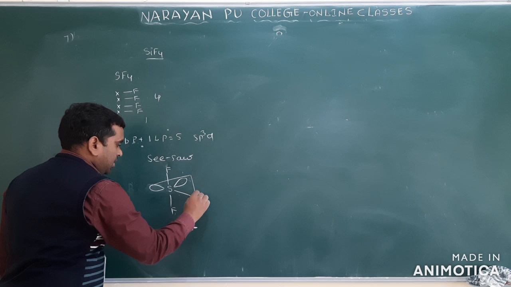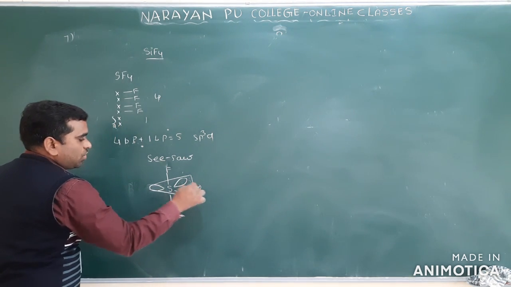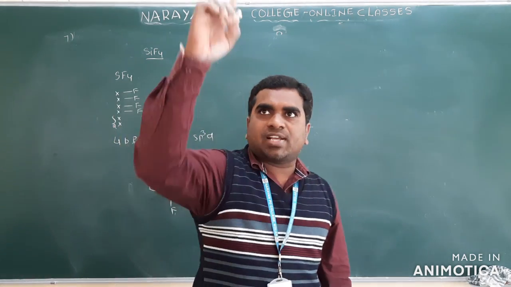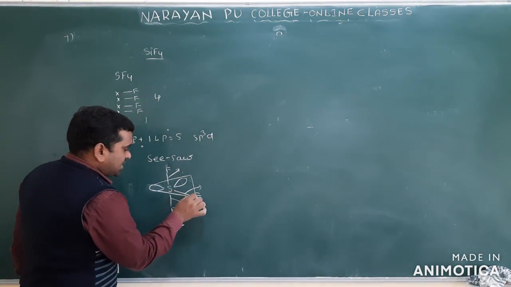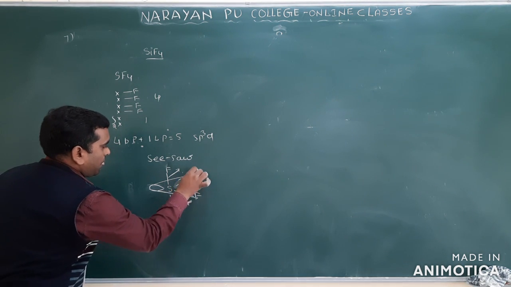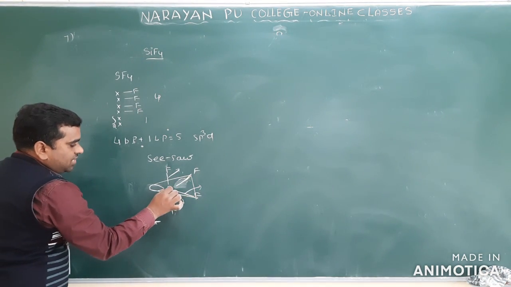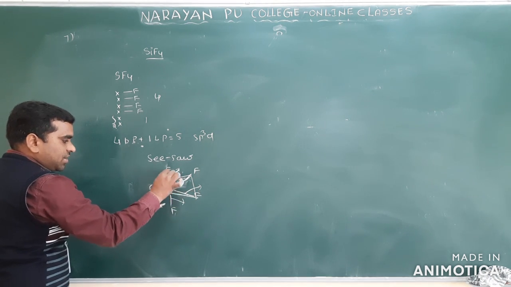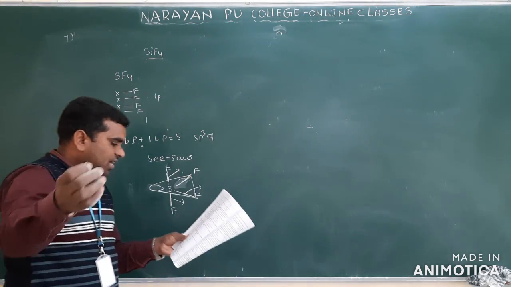These are the equatorial bonds and axial bonds. You know that in trigonal bipyramidal geometry, axial bonds are longer than the equatorial bonds. So in SF4, this sulfur and fluorine equatorial bonds are equal in length, but the two axial ones are of different length. So that's why option 2 is the correct one.